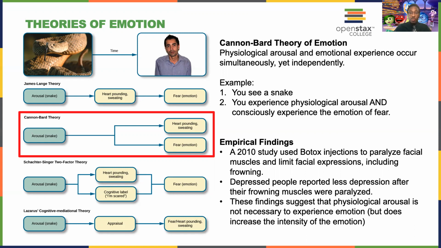For example, a 2010 study used Botox injections to paralyze people's facial muscles so that they couldn't frown and they couldn't make really sad facial expressions. And what they showed is that people who were depressed and had their facial muscles paralyzed reported less depression because they couldn't actually engage in the facial expressions, or in the expression of that emotion that is typically associated with being depressed. And so it suggests that physiological arousal is not necessary to experience that emotion.